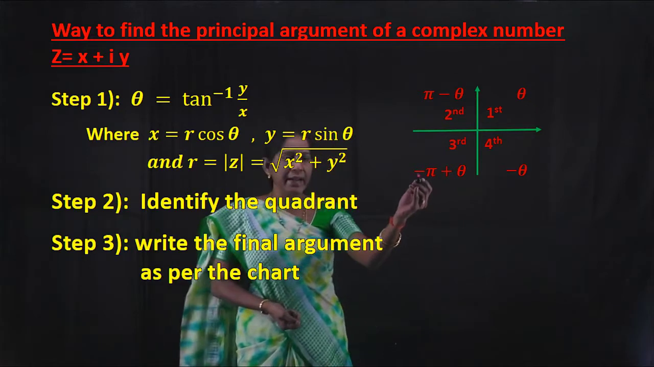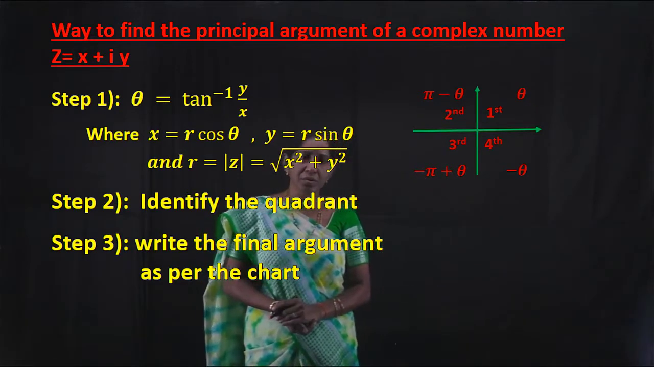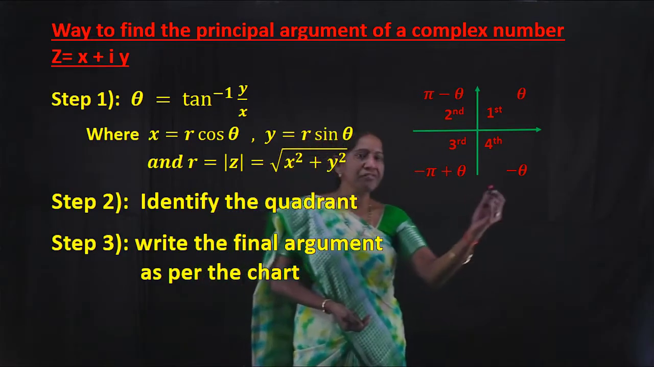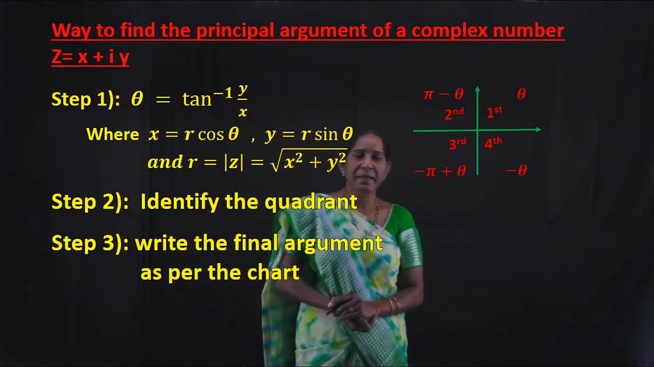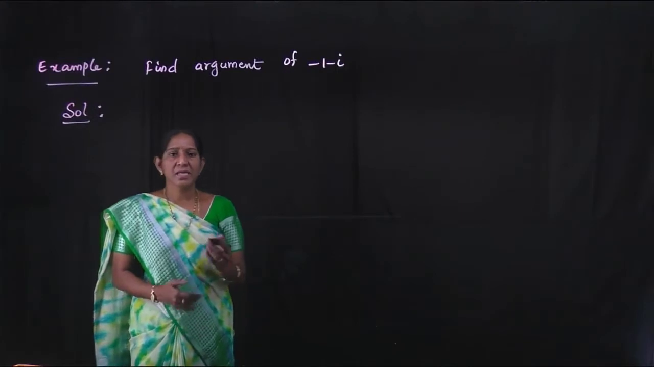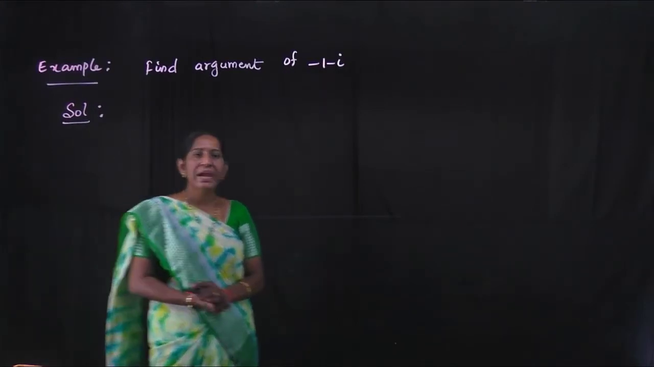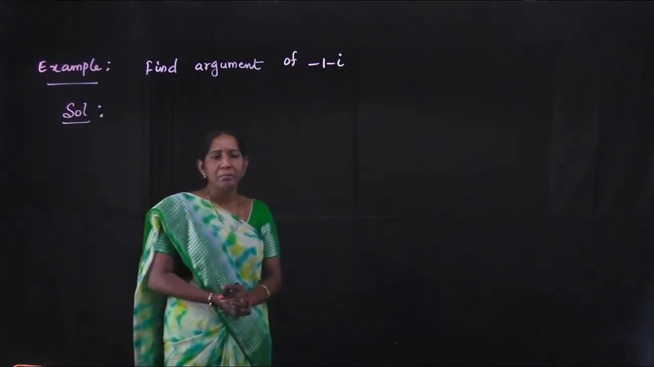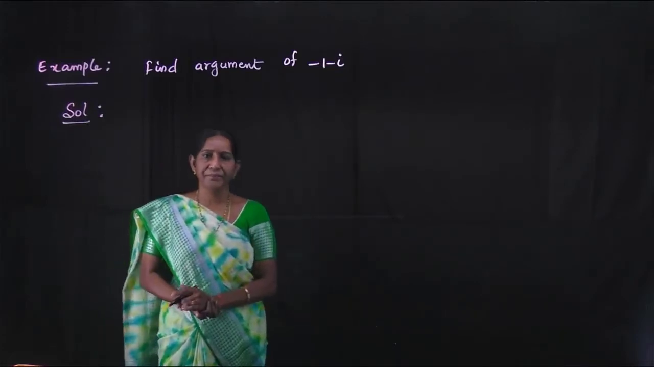In the third quadrant, the principal argument is equal to minus pi plus theta. In the fourth quadrant, the principal argument is equal to minus theta. See the example problem on this concept. Find the argument of minus 1 minus i.